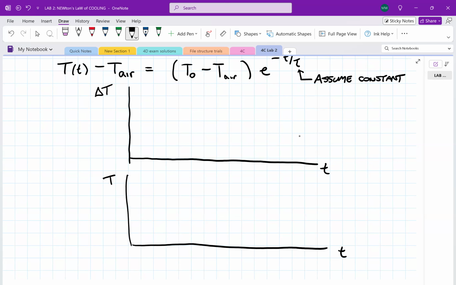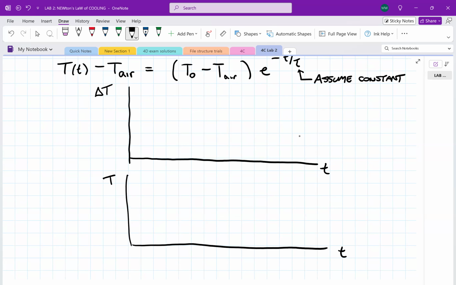Try to think, what is it going to look like when it's hot? What's it going to look like when it's the cold water? What's it going to look like when it's the warm water? Do all three of those on one set of axes. So pick whichever one of these you're going to go with and then plot all three of those on there.